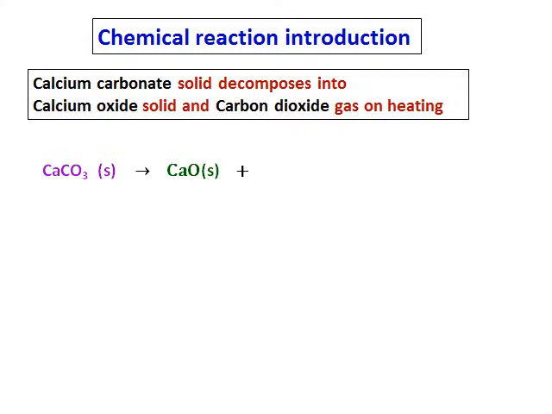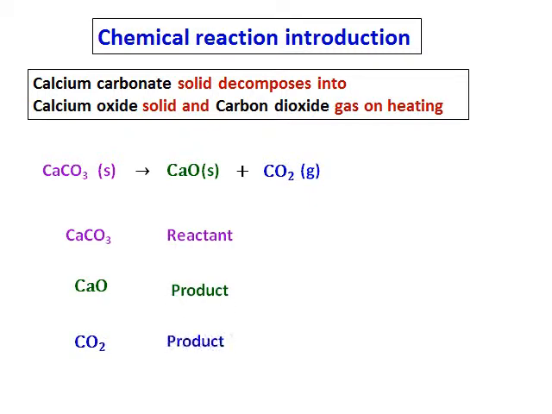And so whenever an "and" is there, add a plus sign to it, carbon dioxide. So write down the formula of carbon dioxide, and the state of carbon dioxide is gas. Therefore write it as CO2 (g) within the parentheses. So in this reaction, calcium carbonate, the one on the left hand side, is the reactant, and calcium oxide and carbon dioxide on the right hand side are called the products.